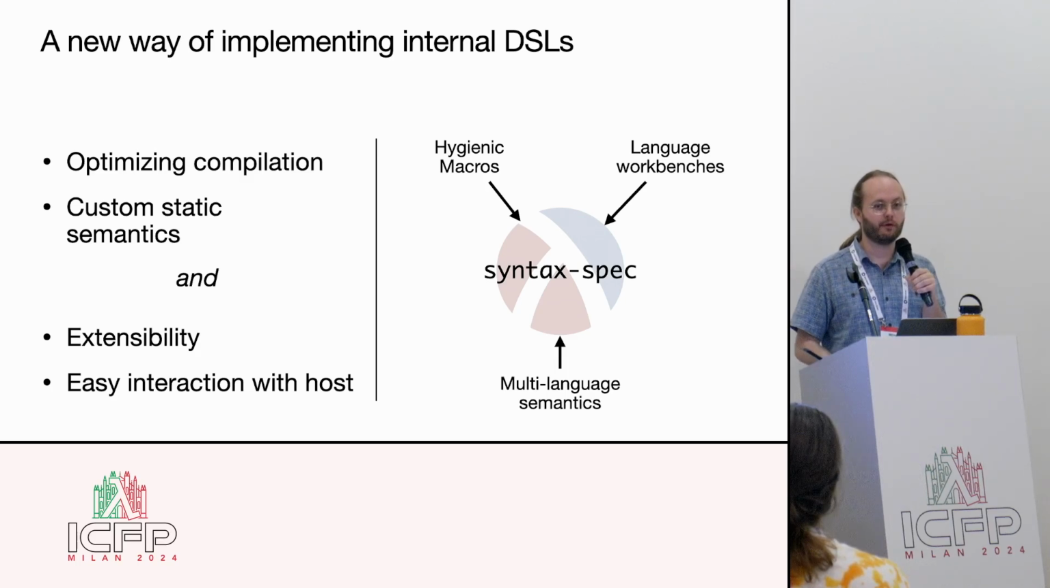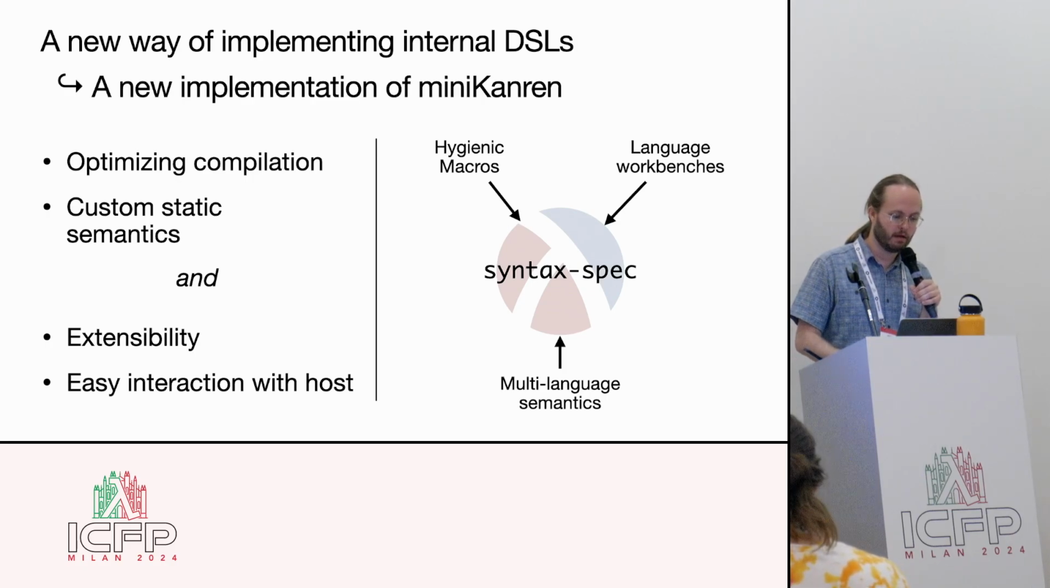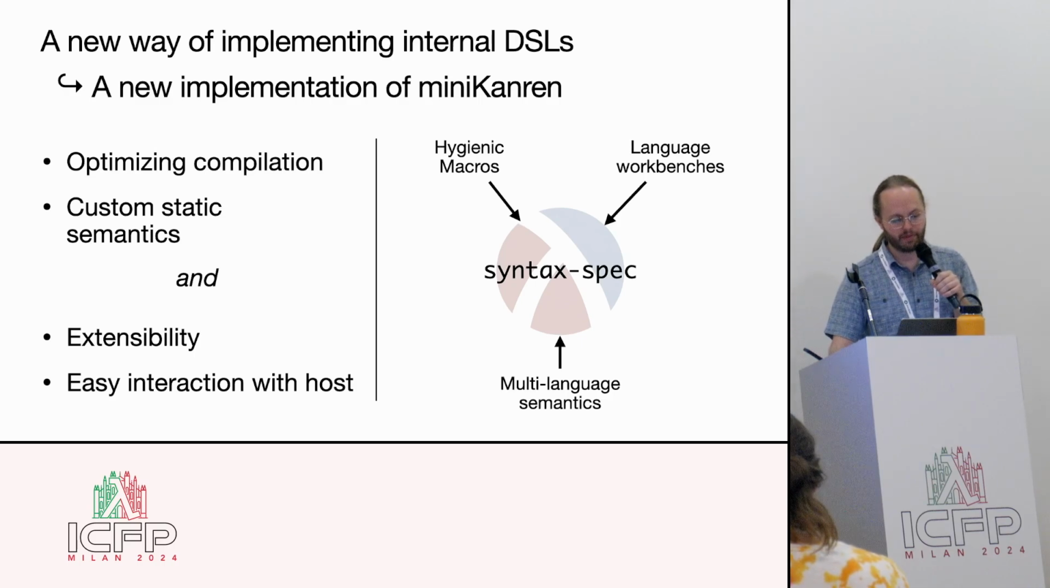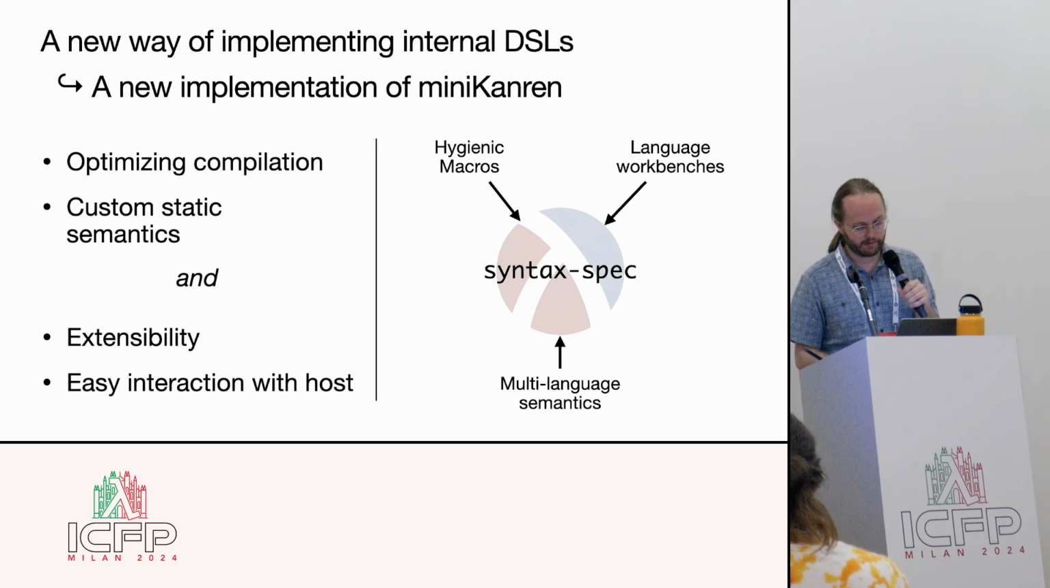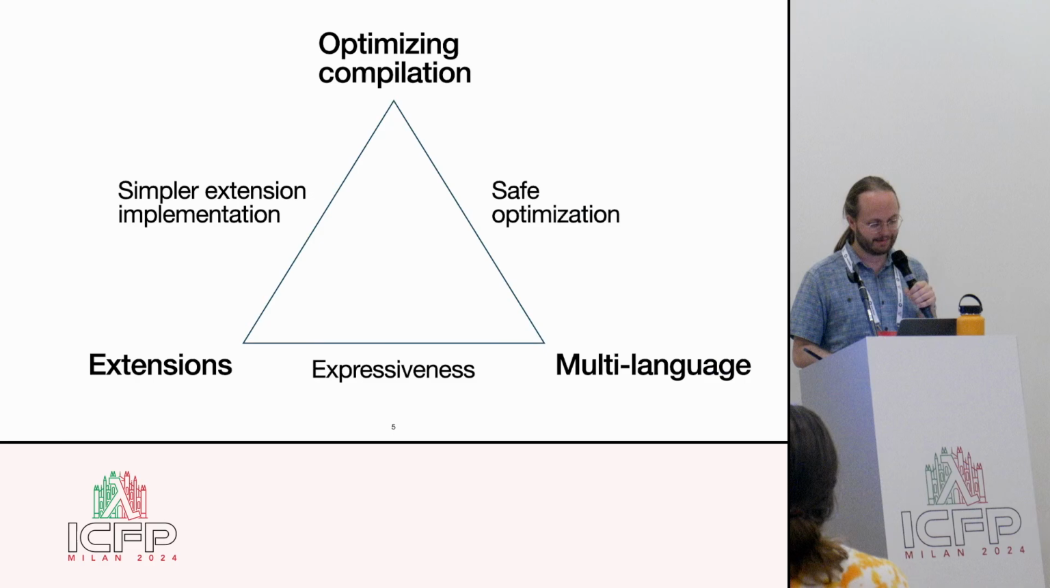So what should the foreign interface between Racket and miniKanren look like? That's where we're taking our cues from multi-language semantics. And using this approach, this is where Mitch and Jason came in. They helped me create a new implementation of miniKanren that takes advantage of this feature and implements some interesting extensions and optimizations in one system. And so that's what we'll be looking at how we do today.